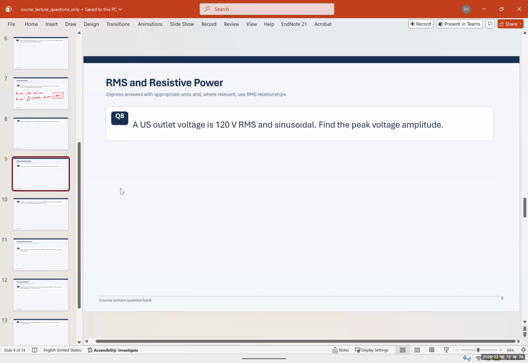So Vm is going to be VRMS times square root of 2, which is 120 times square root of 2, giving us 169.7. Keep in mind, Vm in a sinusoidal is always greater than VRMS. So if your options are 169, 112, 95, the one that is greater is always the answer for a sinusoidal.